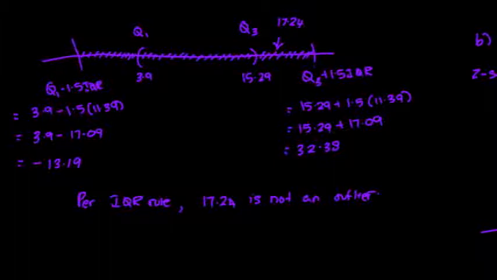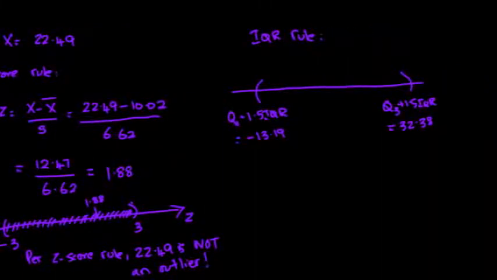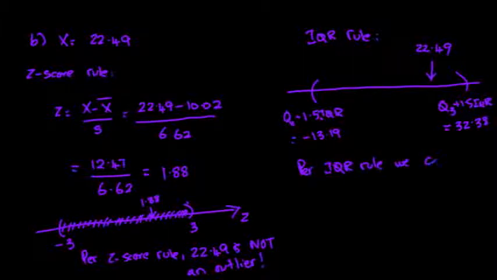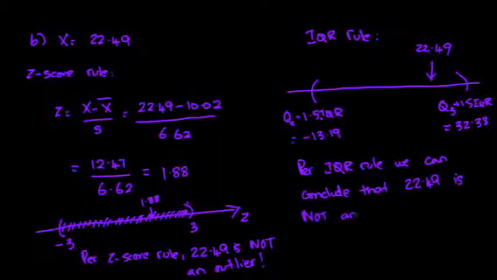We have this information, so we can just carry it over here, and we can find that the observation 22.49 falls somewhere in the middle, or possibly over there. So since it falls between these two numbers, per IQR rule, we can conclude that 22.49 is not an outlier.